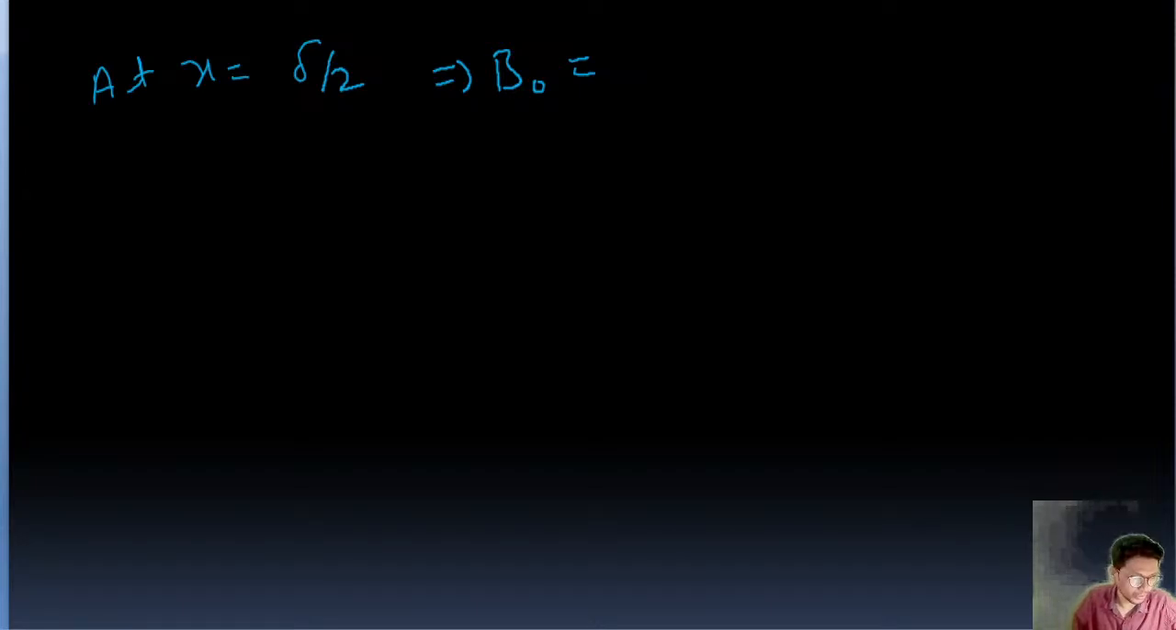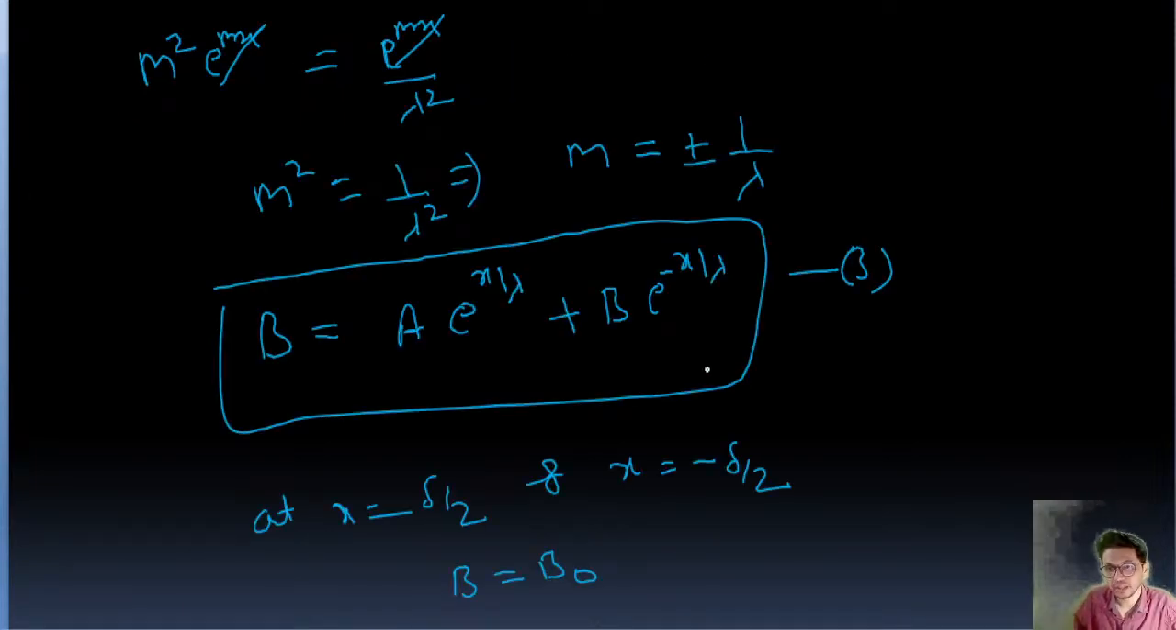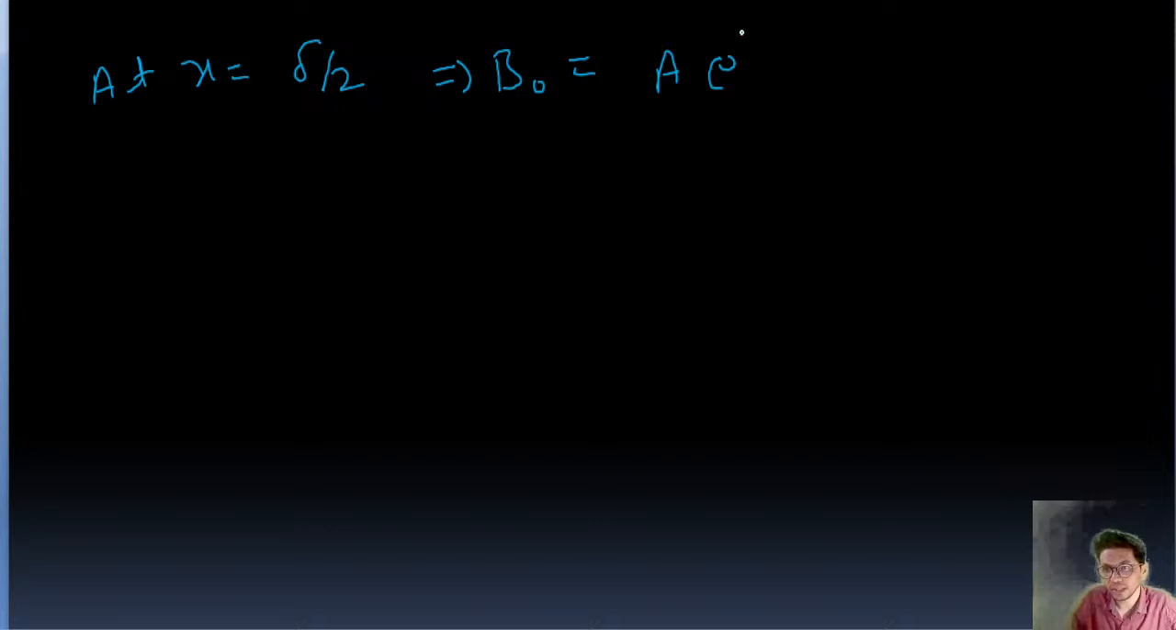B naught is going to be A e to the power, we'll put here in equation 1, right? In place of x, we will write delta by 2. So this is going to be A e to the power delta by 2 lambda plus B e to the power minus delta by 2 lambda.